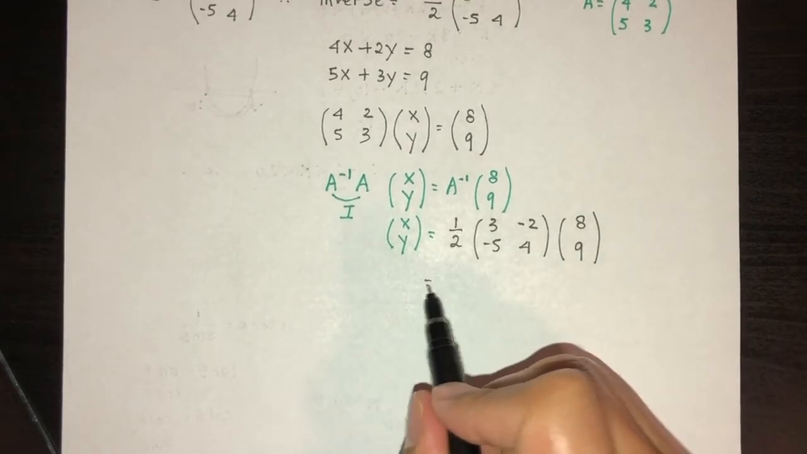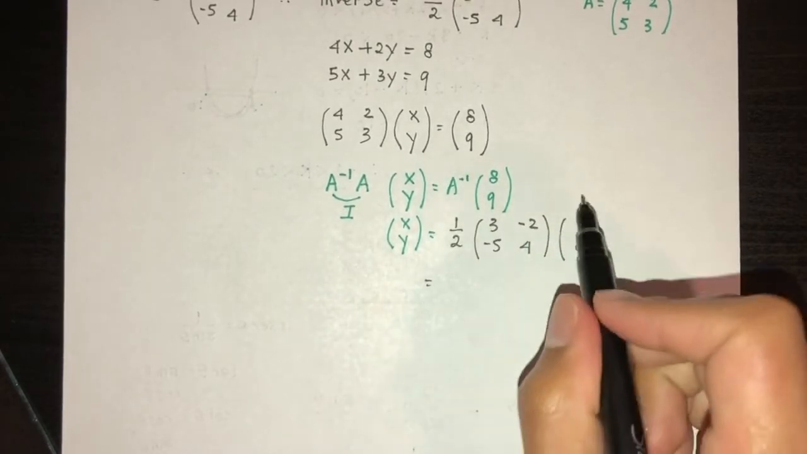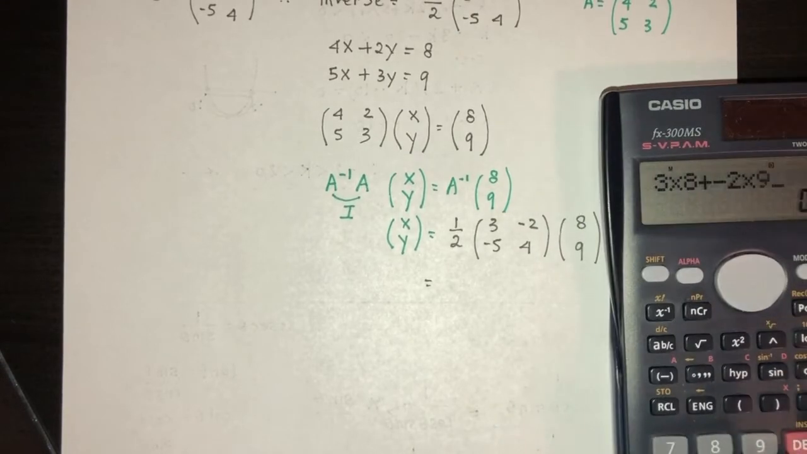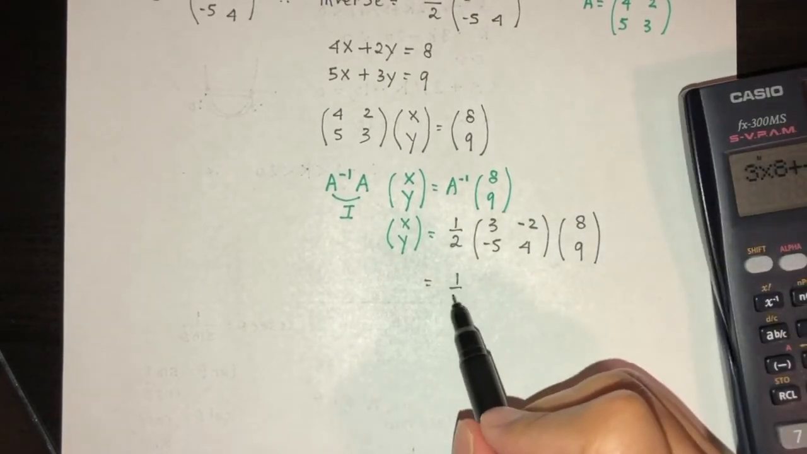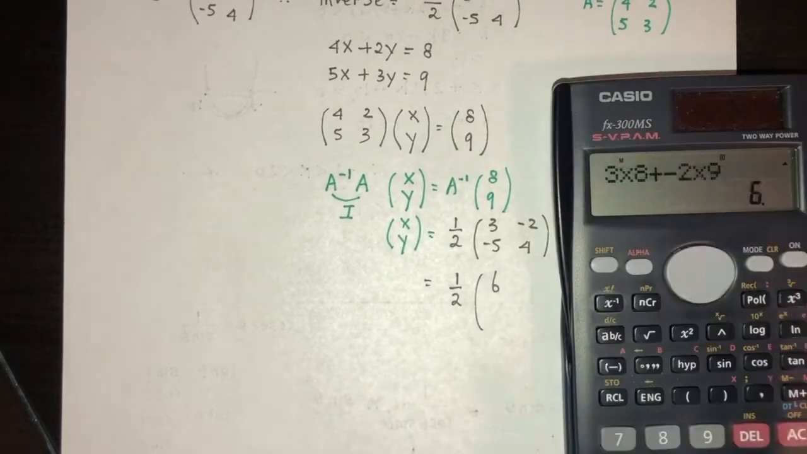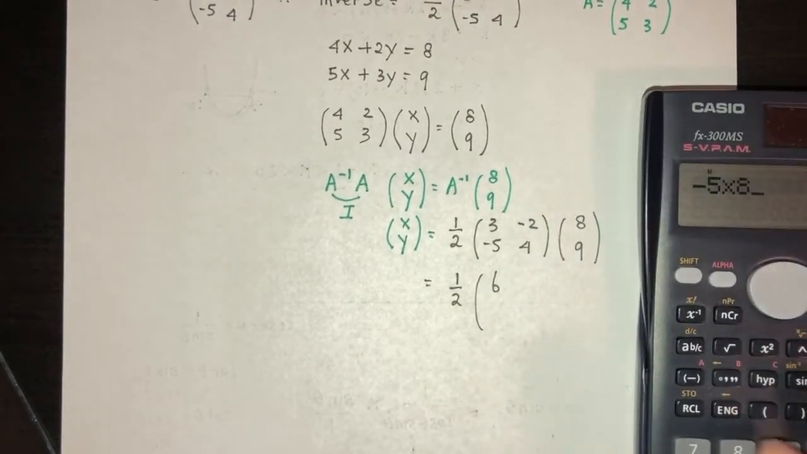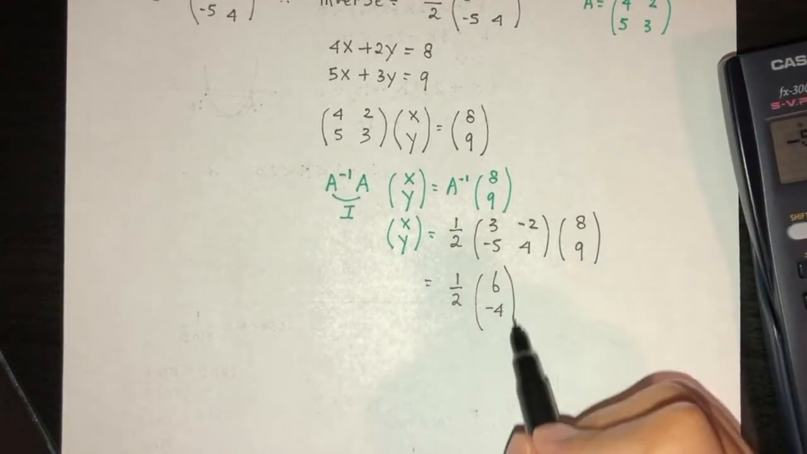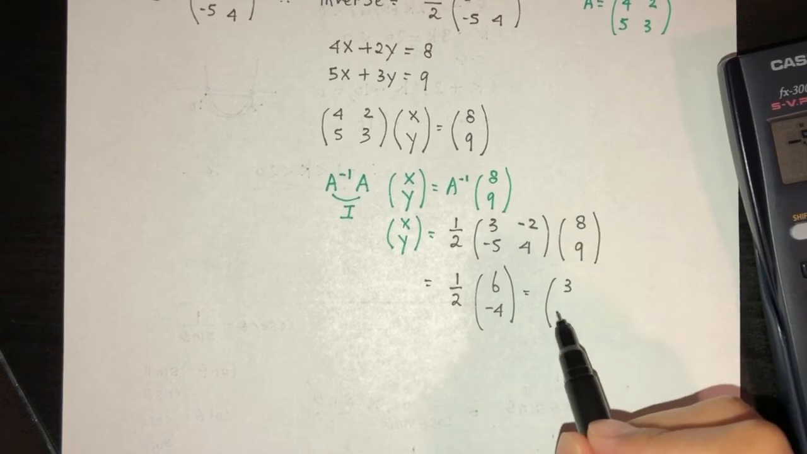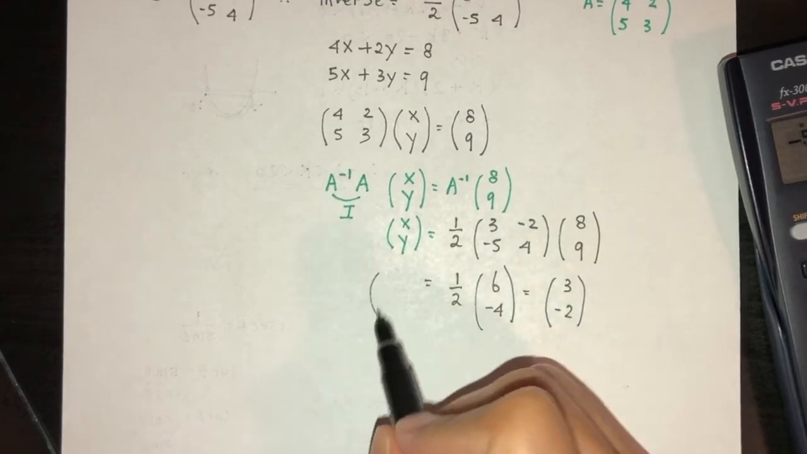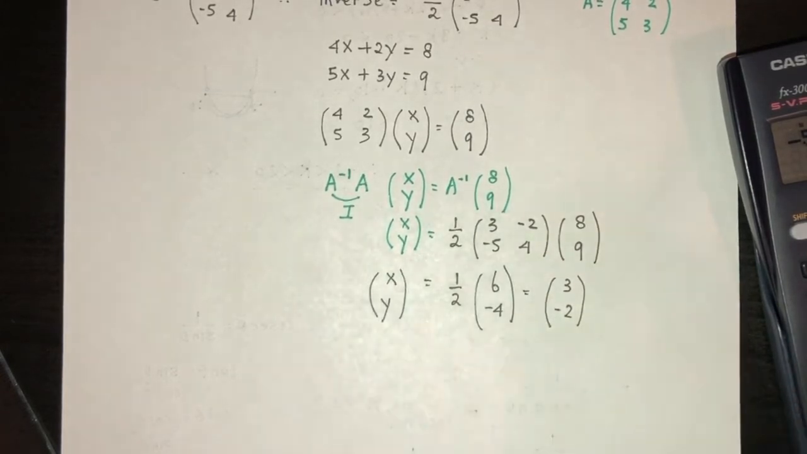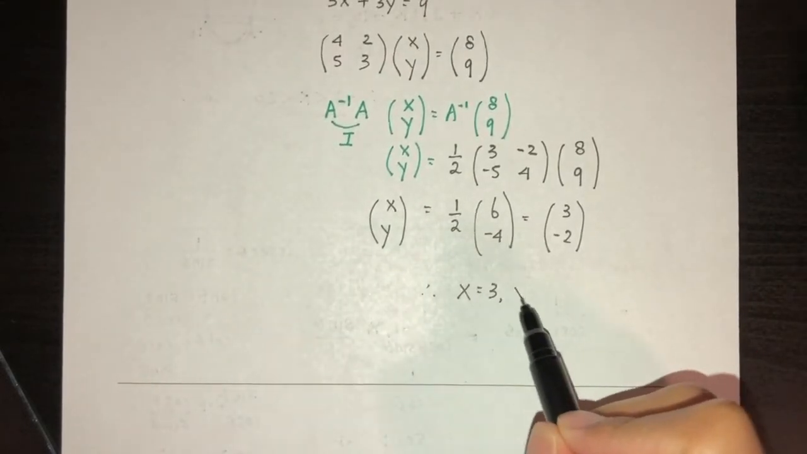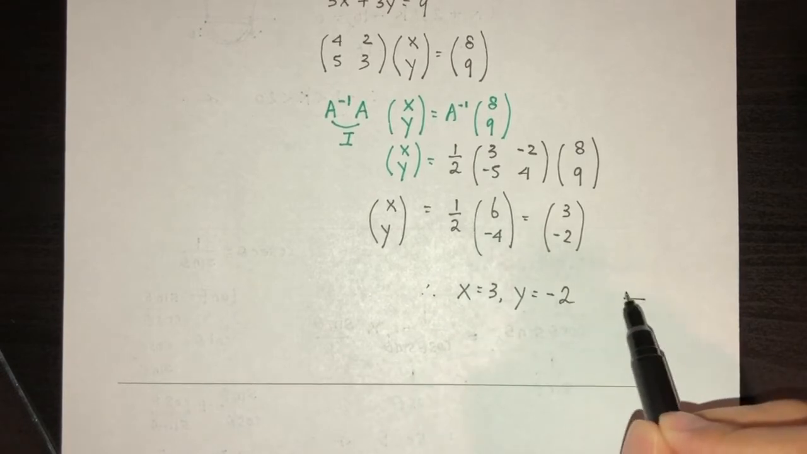Now let's find the values. So we have to multiply this, rows by column. So 3 times 8 plus minus 2 times 9, and we have half outside, that should be 6. And minus 5 times 8 plus 4 times 9, that should be minus 4. So by solving this, you will have 3 and minus 2. So your value of x will be equal to 3 and y is equal to minus 2.